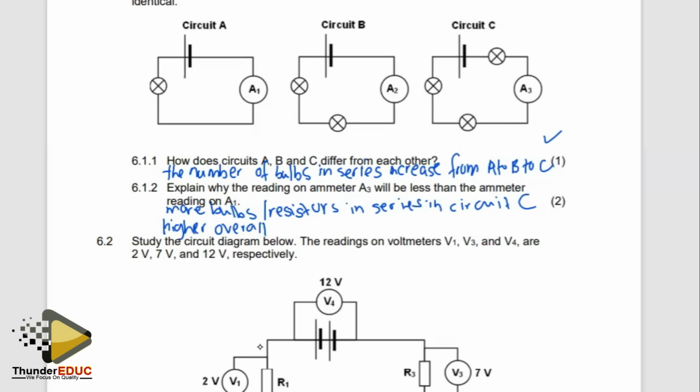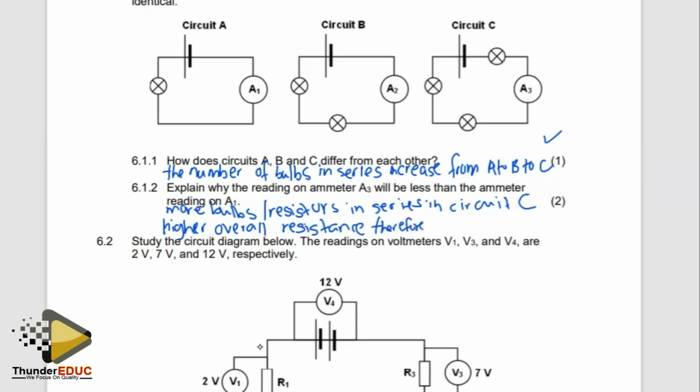Higher overall resistance. More resistors in series, so we have higher overall resistance. So what does it mean when we have higher overall resistance? This means that we have lower current.